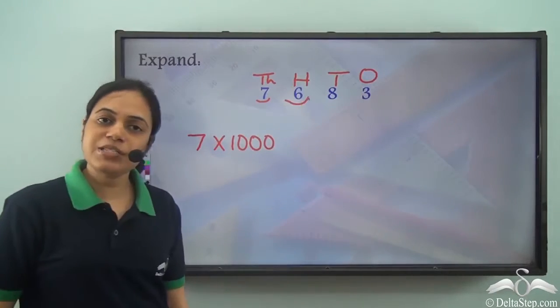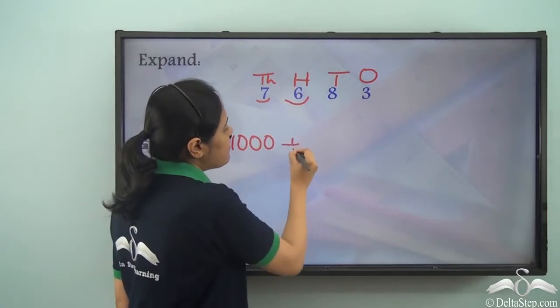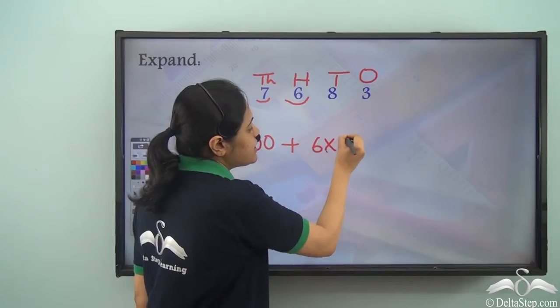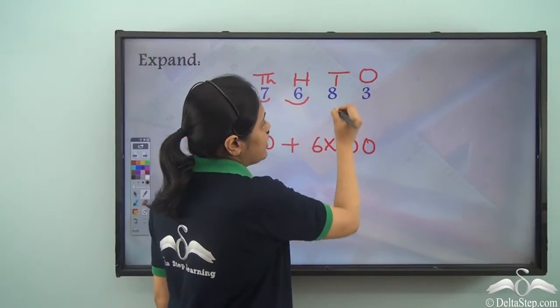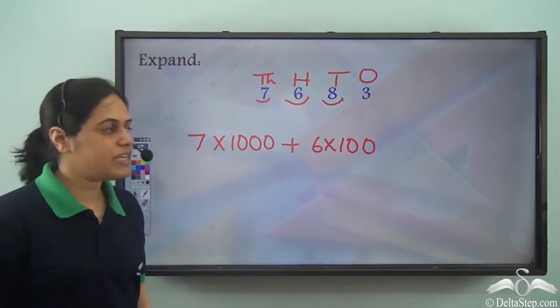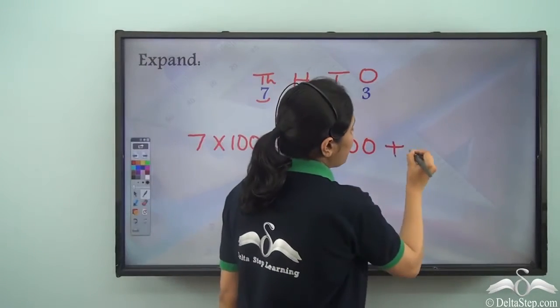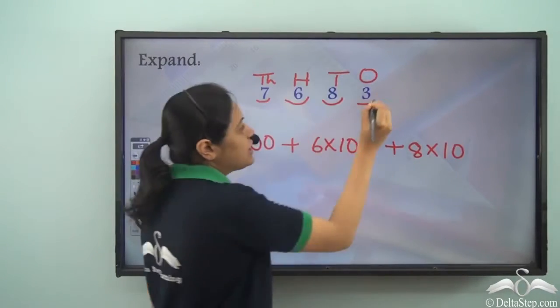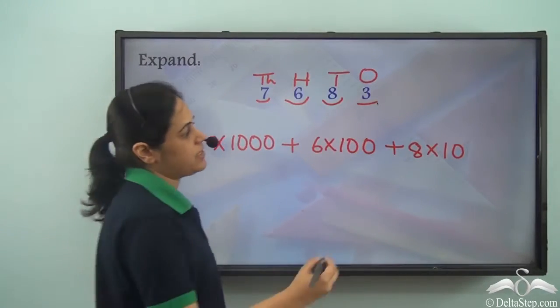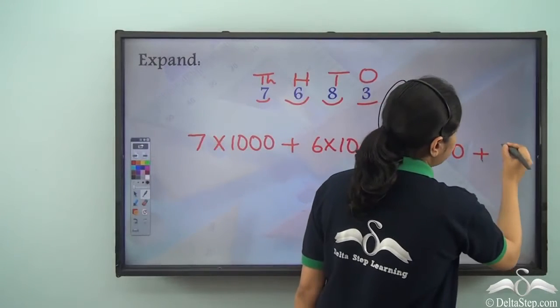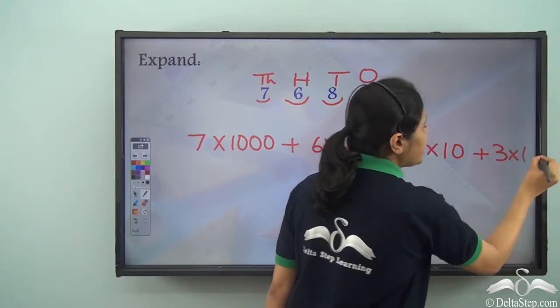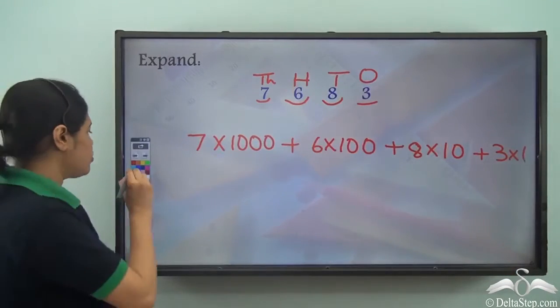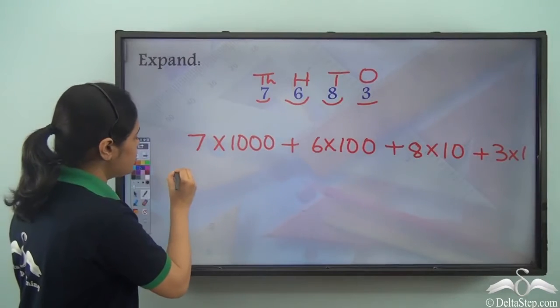6 is in the hundreds place. So, the place value of 6 will be 6 into 100. 8 is in the tens place. So, the place value of 8 will be 8 into 10. And 3 is in the ones place. So, the place value of 3 will be 3 into 1. So, now what are the place values?